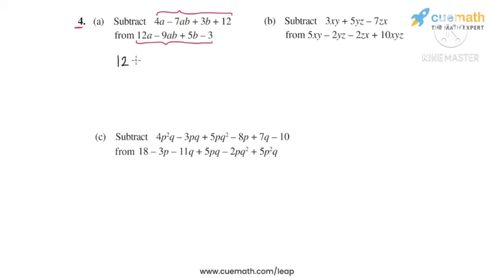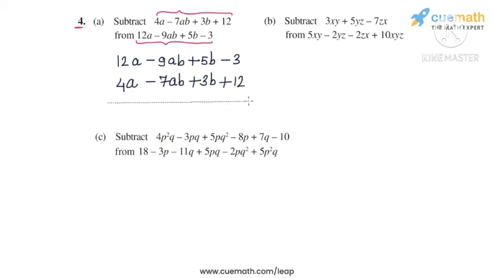So we have 12a minus 9ab plus 5b minus 3, and now let's write the first expression below this second expression such that the like terms are written one below the other. So we have 4a, which we write below 12a, then we have minus 7ab, which we write below minus 9ab, then we have 3b, which we write below 5b, and then we have plus 12. Okay, and now we will carry out the subtraction process.